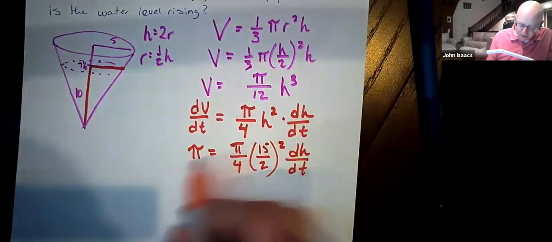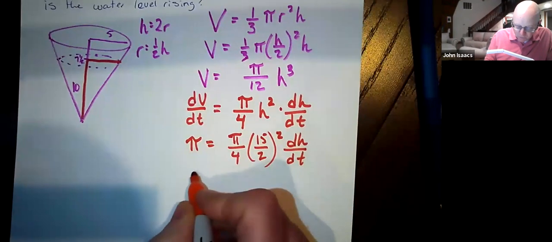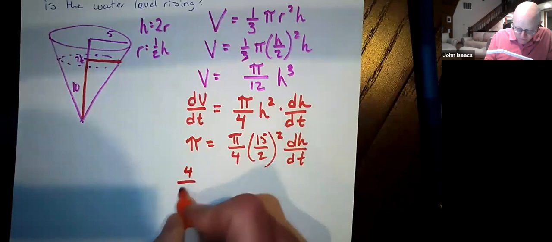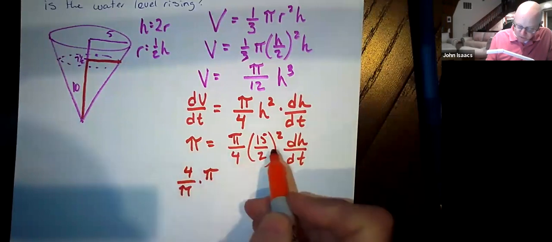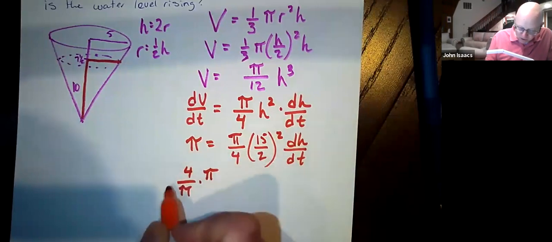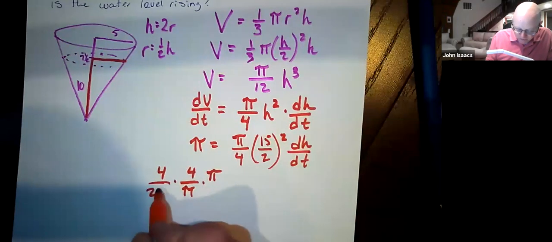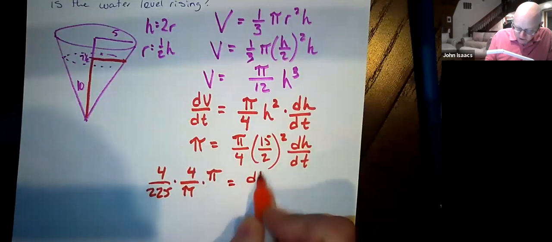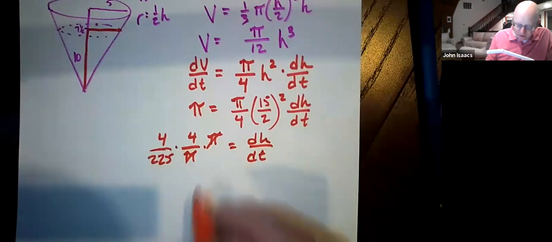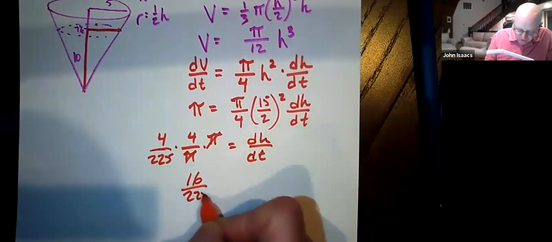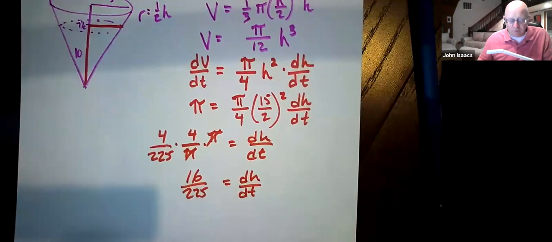The pi comes out. If we get rid of this pi, we multiply by the reciprocal. So we wind up with 4 over pi times pi. And then this, we also are going to multiply by the reciprocal to the other side. So this 2 is going to wind up in the top as a 4, and this 15 is going to wind up in the bottom as a 225. And that's going to be dH/dt. The pi's cancel, and we wind up with 16 over 225 for dH/dt. So that's a pretty small number. That's a very small number.